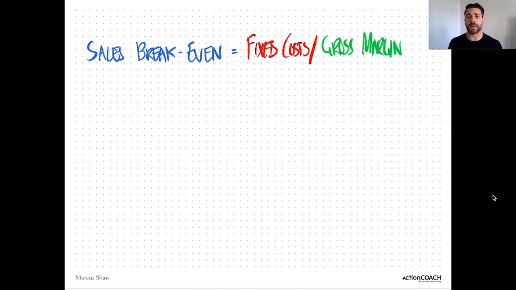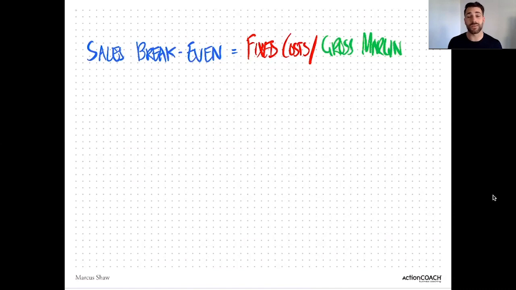And our gross margin is simply the difference between what we sell and how much it costs us to sell those products or services. In other words, our cost of sales or our COGS. Our sales minus our COGS or our COS. So if we use this formula, we can work out how much we need to sell in order to make $0, and then we can start playing around with it, adding in revenue and owner's drawings and things like that.